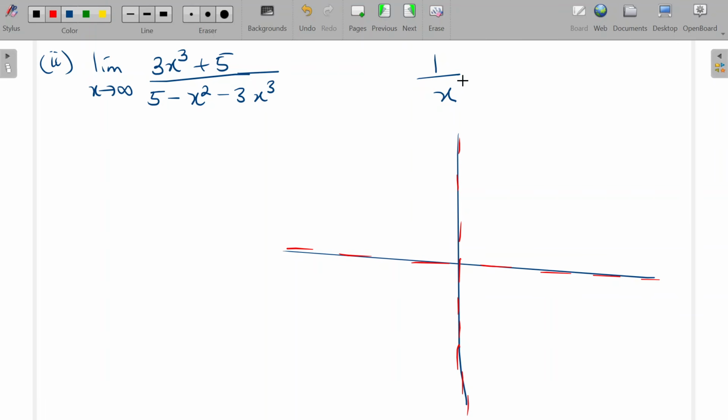Okay, in degrees. This one is x to the power 0. This one is x to the power 1. Okay. So this one is greater than this one. So meaning that the degree is what? Is 1. I want to explain something here. I'm not explaining about rational functions here.